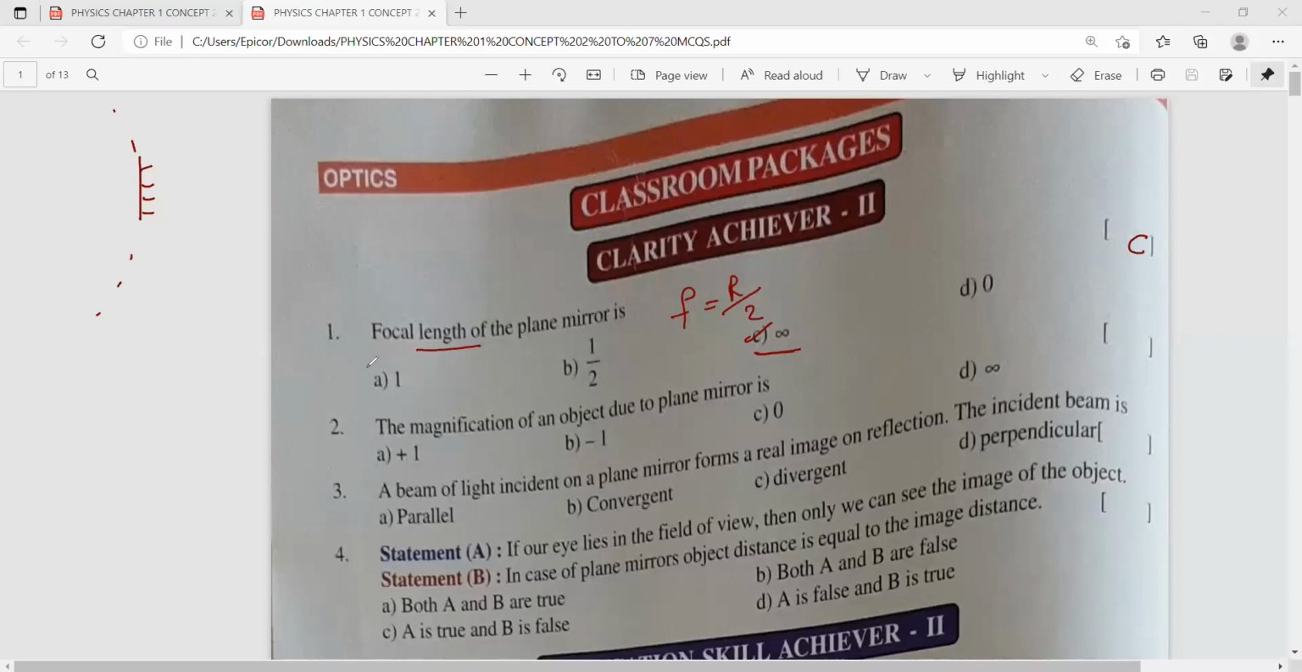We can see up to infinite distance. In the plane mirror, you can see up to infinite distance. Whatever object is there at infinity, we can also see it in the plane mirror.